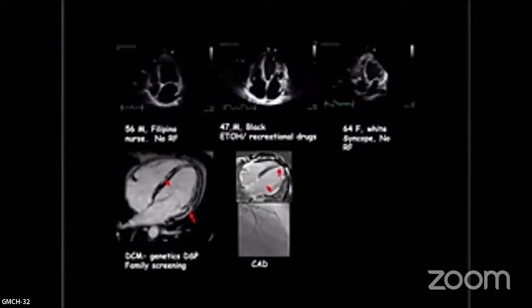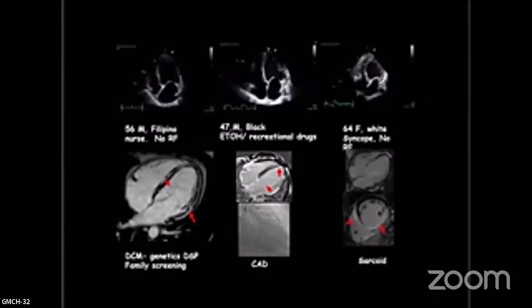In the second patient, we find subendocardial scar. He went on to have a coronary angiogram, which showed significant three-vessel disease. In the third patient, we find heterogeneous scar, and this patient was diagnosed with sarcoidosis.